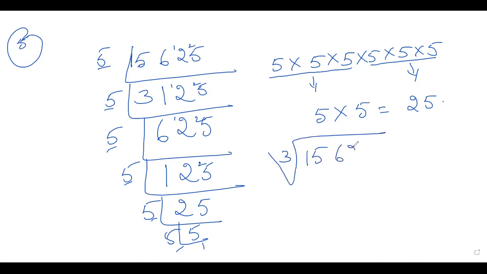The cube root of 15625 is equal to 25. If you multiply 25 three times, 25 into 25 is 625. 625 into 25 is 15625. This is your answer.